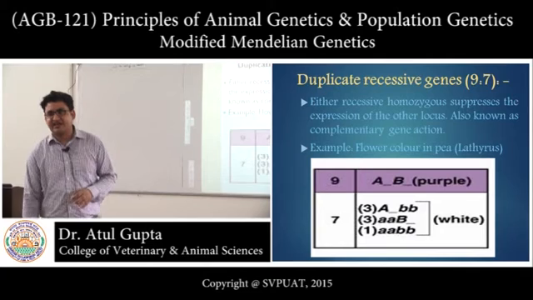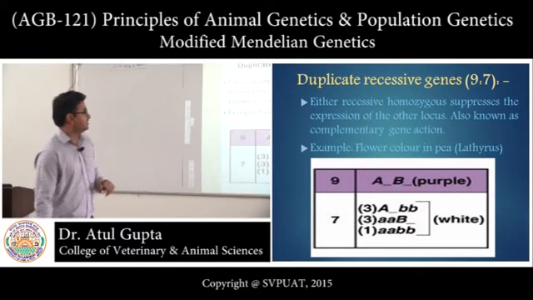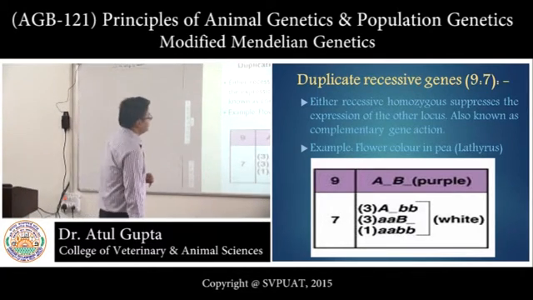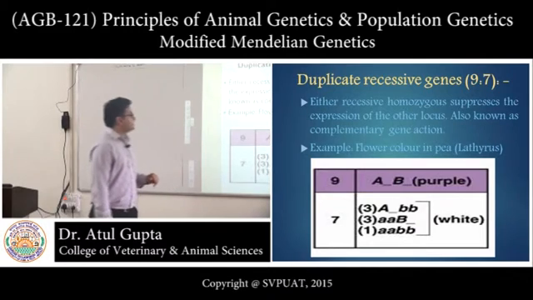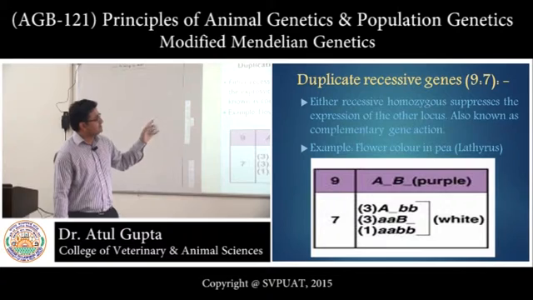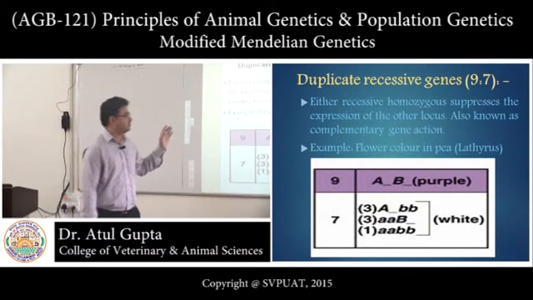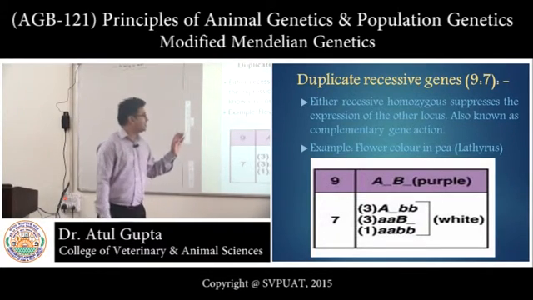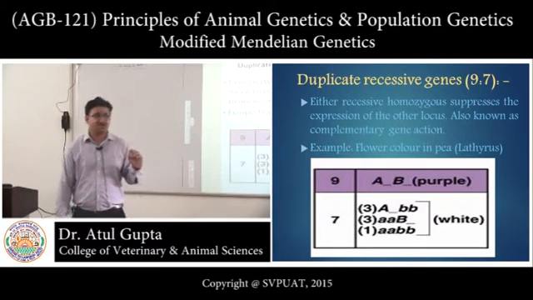Then duplicate recessive epistasis. Here we will get a 9:7 ratio. Either recessive homozygote suppresses the expression of the other locus. That is, the recessive homozygote suppresses the expression of the other locus, also known as complementary gene action.